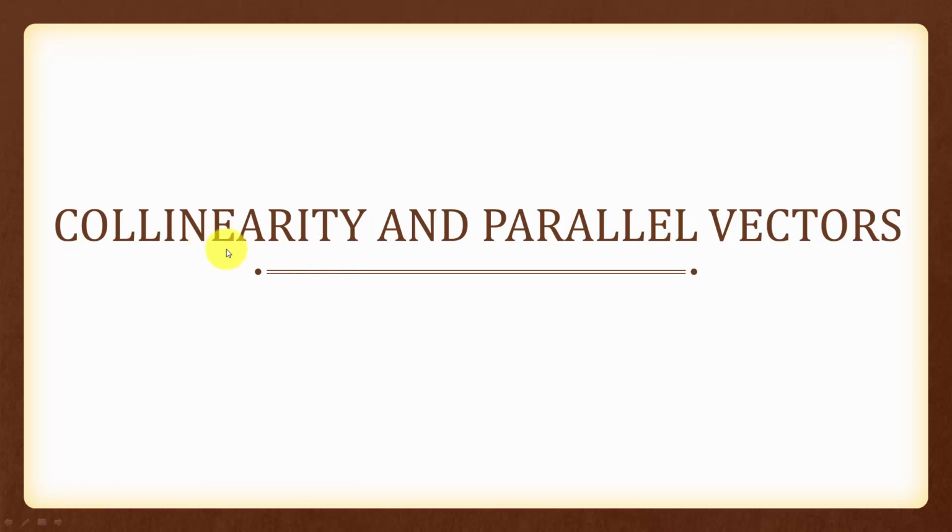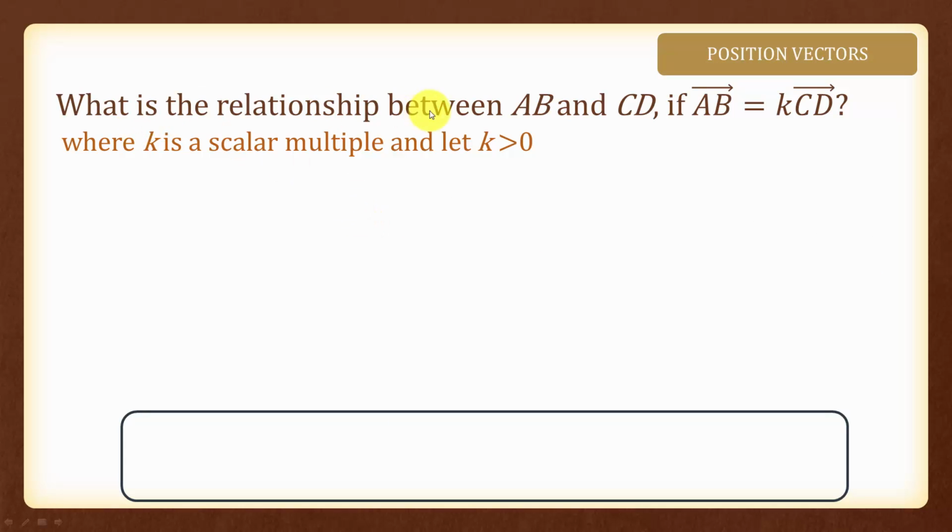Next, let's look at what collinearity and parallel vectors are. What is the relationship between the line AB and CD if vector AB is equals to K multiplied by vector CD, whereby K is a scalar multiple? To simplify things, we will let K to be greater than 0. If the value of K is 1, then vector AB will be equals to vector CD.